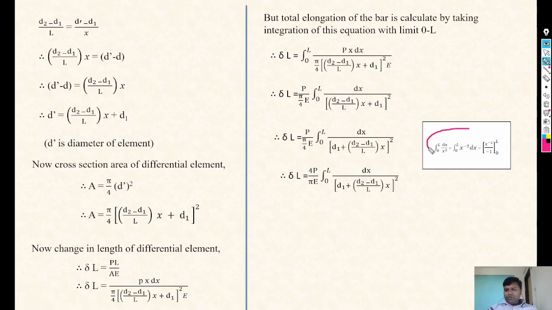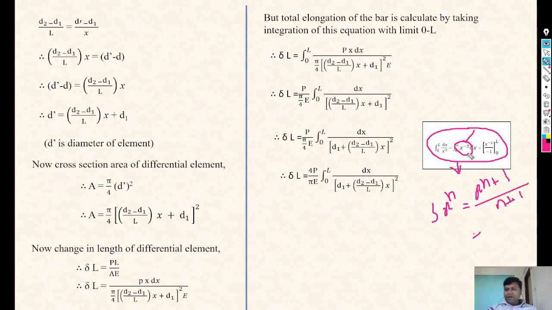Also, we know the formula that we learned in engineering mathematics, that is integration of dx divided by x square. We can write that x square like this, x raised to minus 2, and the integration of x raised to minus 2 is x raised to minus 2 plus 1 divided by minus 2 plus 1. Like this, we know that integration of x raised to n is equal to x raised to n plus 1 divided by n plus 1, like this.